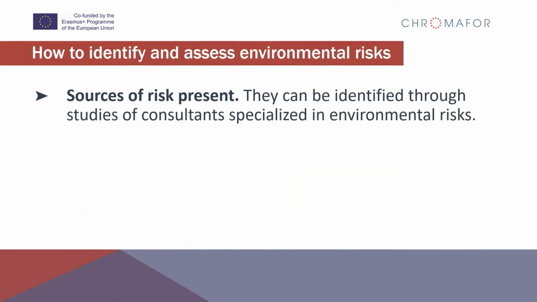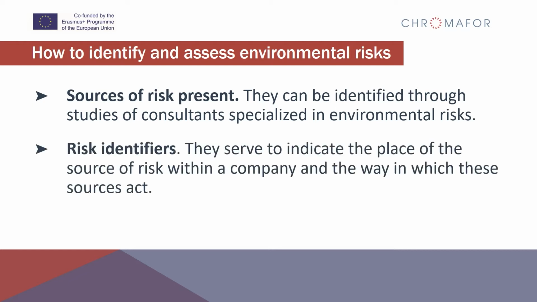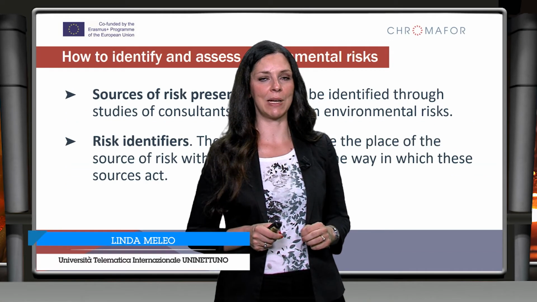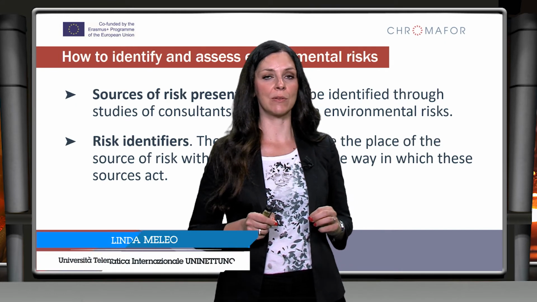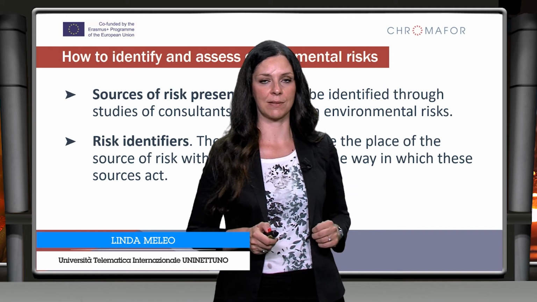One of the main questions for companies is how to identify and assess environmental risks. There are many sources of risk present in a company, and they can be identified through studies of consultants specialized in environmental risks. There are also risk identifiers. They serve to indicate the place of the source of risk within a company and the way in which these sources act. This is a very important step for companies to identify these risks because it's important to set policies and practices in order to manage and minimize these risks.